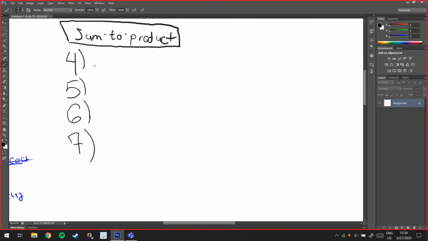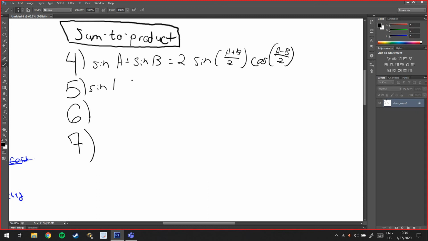We had just found the first one, which is sine of A plus sine of B is equal to 2 sine A plus B over 2 cosine A minus B over 2. I could also have sine of A minus sine of B. I could have cosine of A plus cosine of B, and cosine of A minus cosine of B.